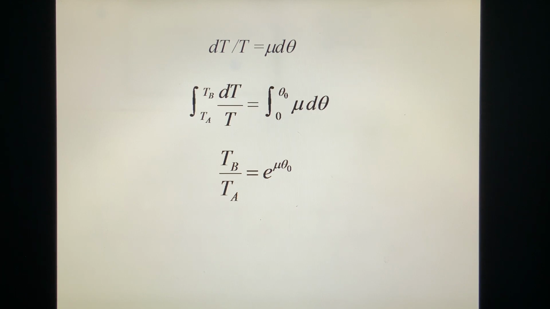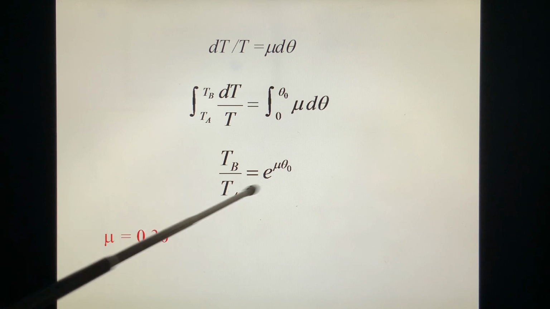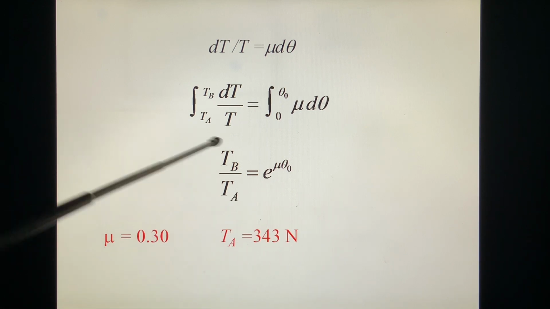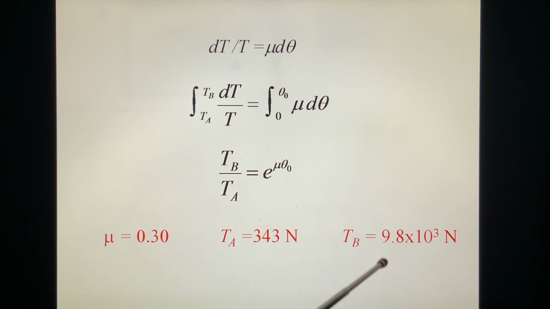In our case, suppose mu is 0.30, Ta is 303 Newton, and Tb is much larger, 9.9 thousand Newton. And you can find theta 0 is about 3 times 2 pi. Well, this is a very hard problem. You can do it. I explained it in detail, very slowly.